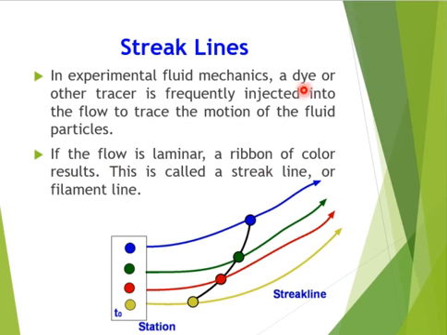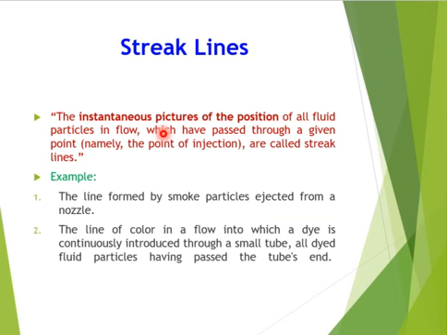The last term is streak line. What is a streak line? In experimental fluid mechanics, a dye or other tracer is frequently injected in the flow to trace the motion of fluid particles. If the flow is laminar, a ribbon of color results. This is called a streak line or filament line.